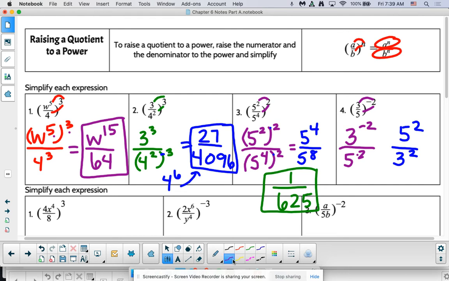And now we just evaluate. 5 times 5 is 25. 3 times 3 is 9. There we go.